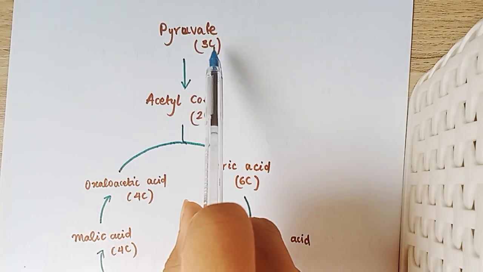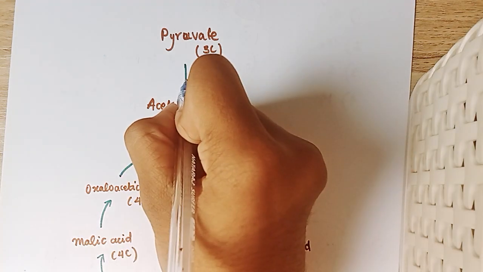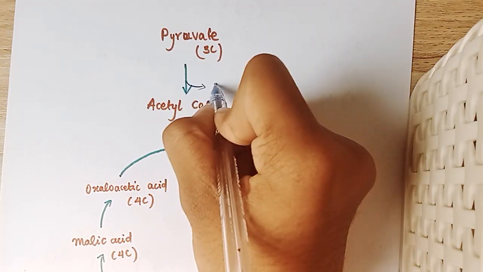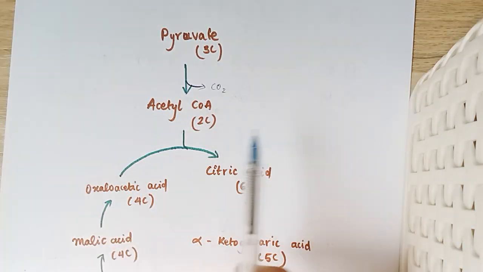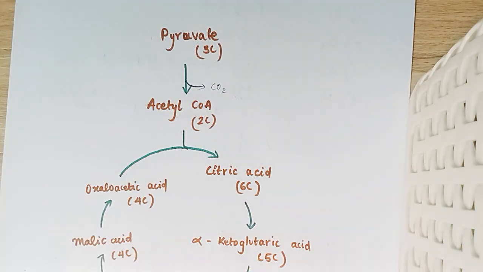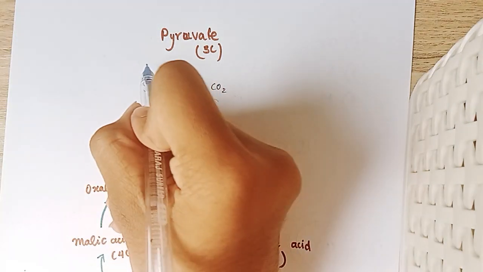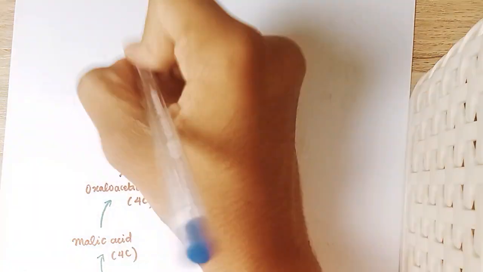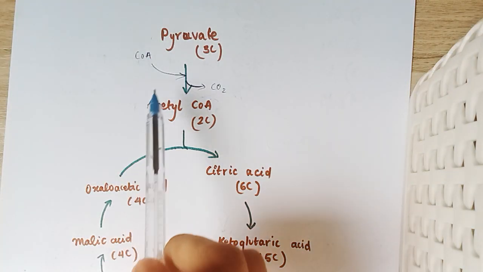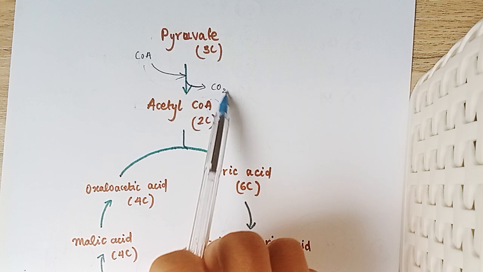Starting with the conversion of pyruvate into acetyl coenzyme A. The first thing that you'll notice is the reduction of a carbon because it is 3-carbon and here it is 2-carbon. So easily you can write it is decarboxylated, or one molecule of carbon dioxide is released when pyruvate was converted to acetyl coenzyme A. But where did this coenzyme A come from? So again you can know that coenzyme A was added to pyruvate to form acetyl coenzyme A. So coenzyme A was added, carbon dioxide was removed.